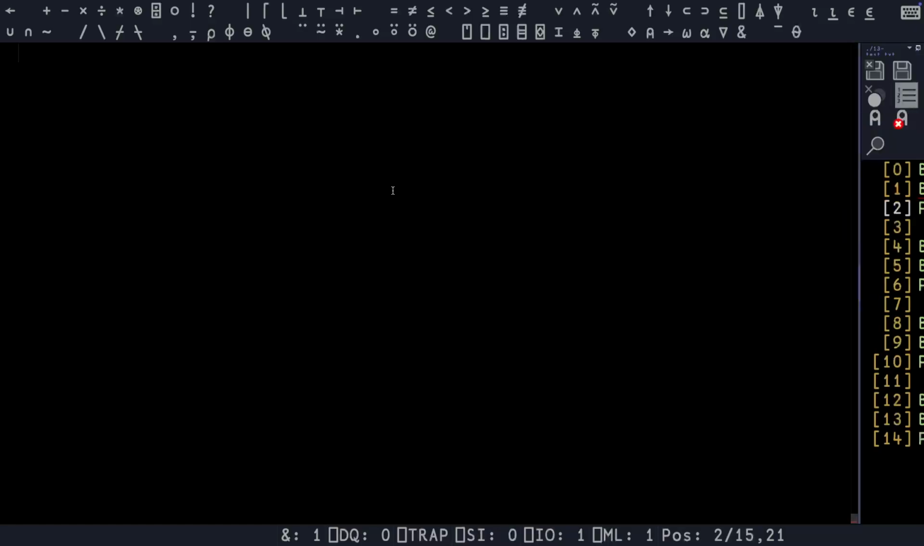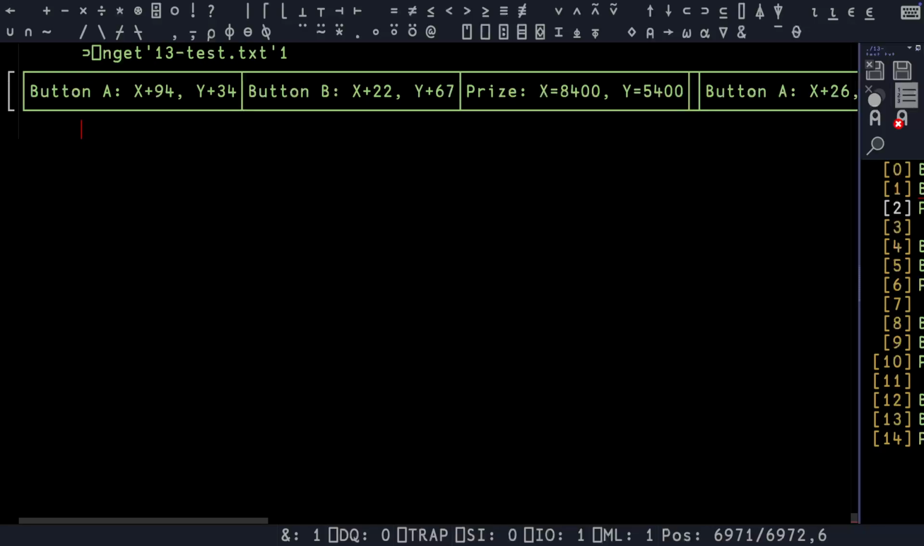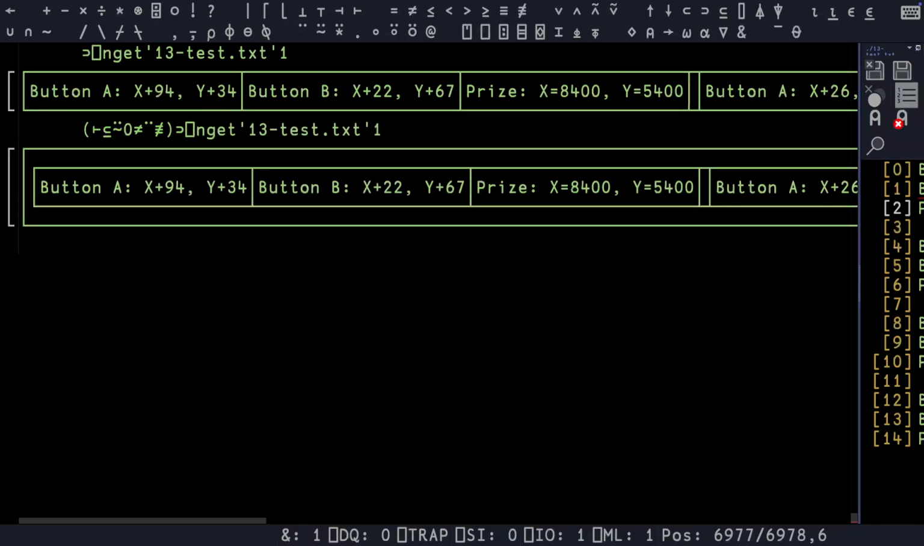Alrighty, as usual, we'll start by processing our inputs. So we're doing, what day is it? 13 tests at txt1. That gives us this. We want to split on the empty lines. So we could do for each length 0 not equals. That gives us a Boolean vector, which we can use to partition this.